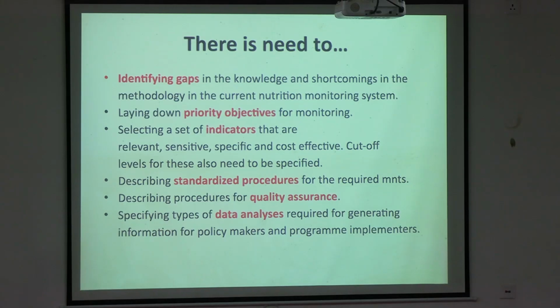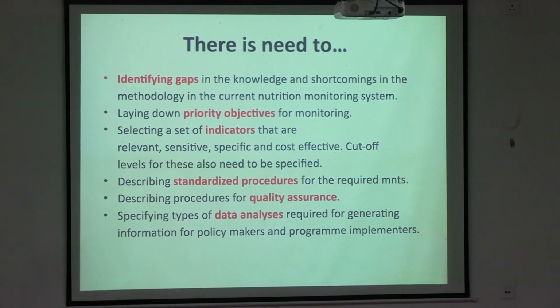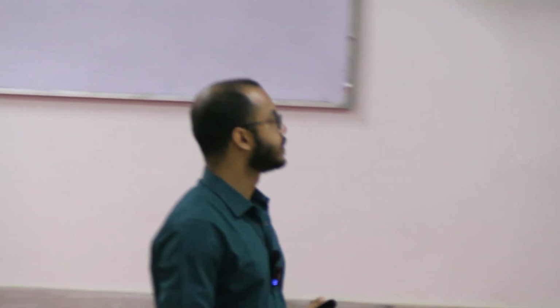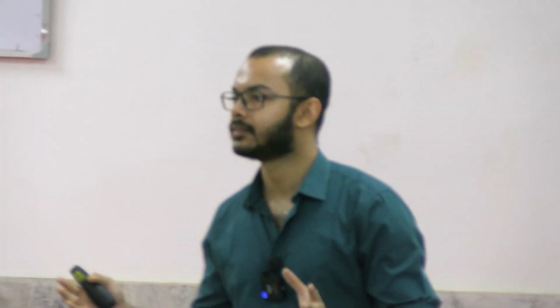So, nutritional surveillance से क्या याद रखना है तुमको? First of all, what is the need of nutritional surveillance? First thing, what is the purpose? What are your objectives? You have to select indicators. Indicators like weight for age, height for age, height for length, mid-arm circumference. These are called indicators.